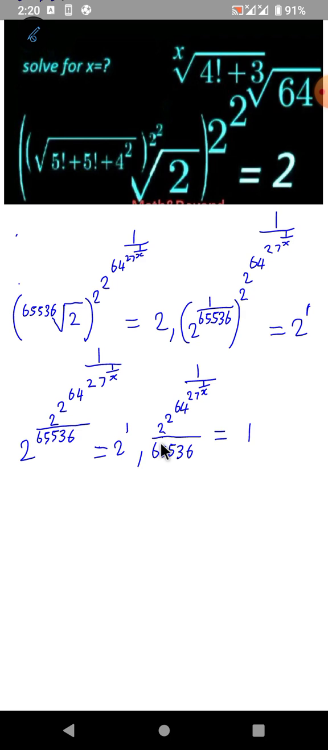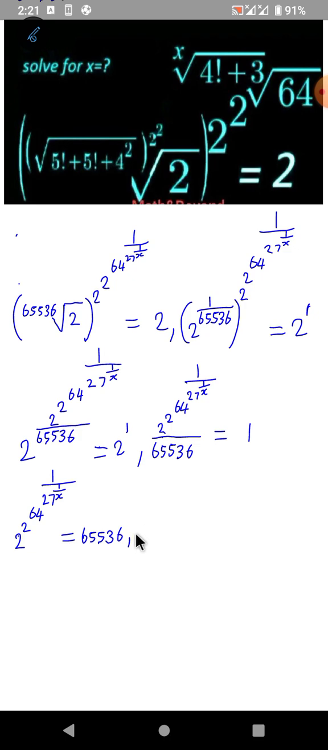So right again, we say 2 raised to the power of 2 raised to the power of 64 raised to the power of 1 all over 27 raised to the power 1 all over x is now equal to 65536 multiplied by 1. So that will write that 6, 5, 5, 3, 6.